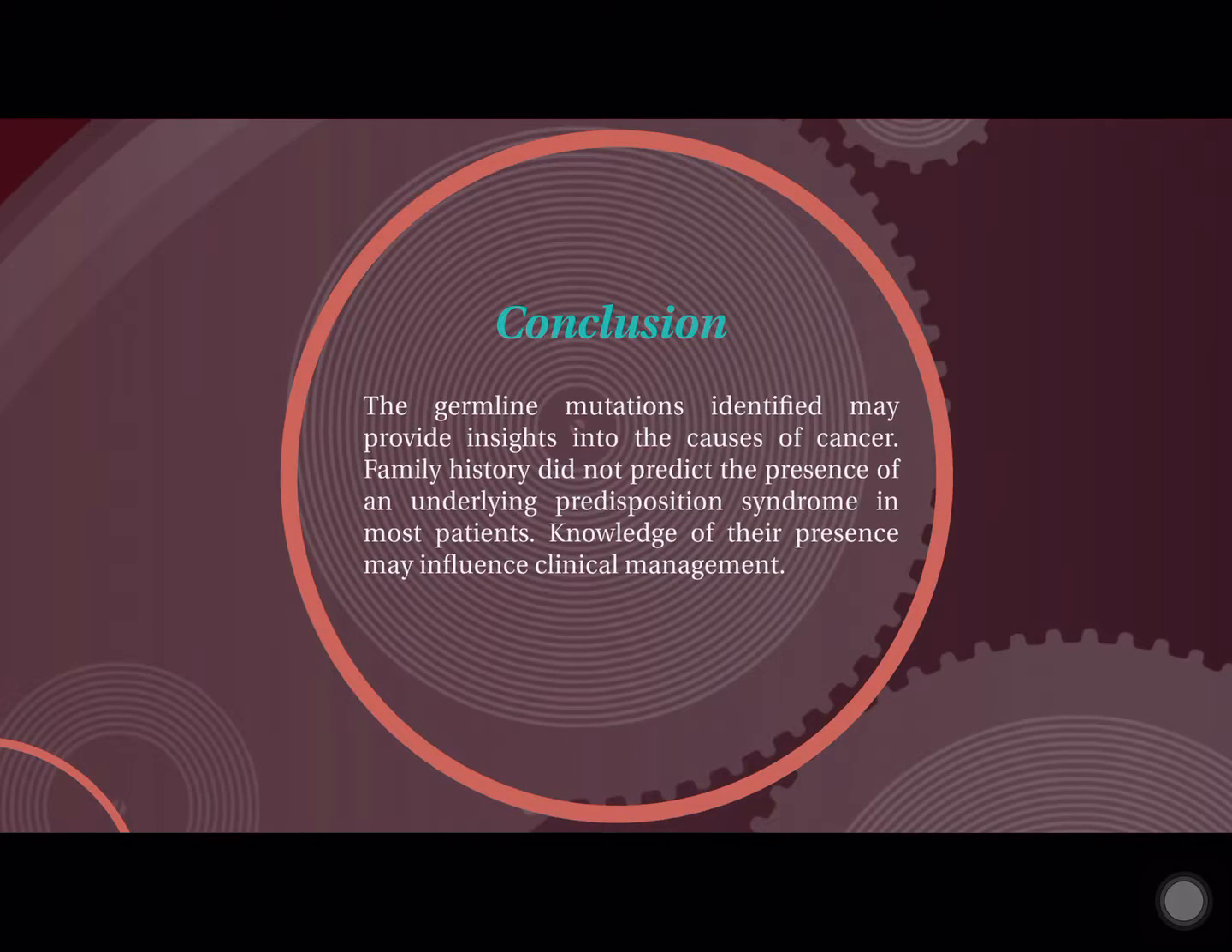In conclusion, the germline mutations identified may provide insights into the causes of cancer. Family history does not predict the presence of an underlying predisposition syndrome. In most patients, knowledge of their presence may influence clinical management.